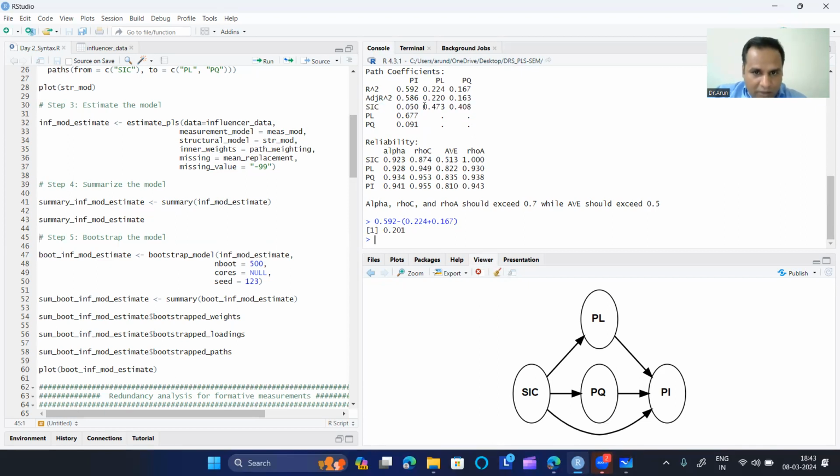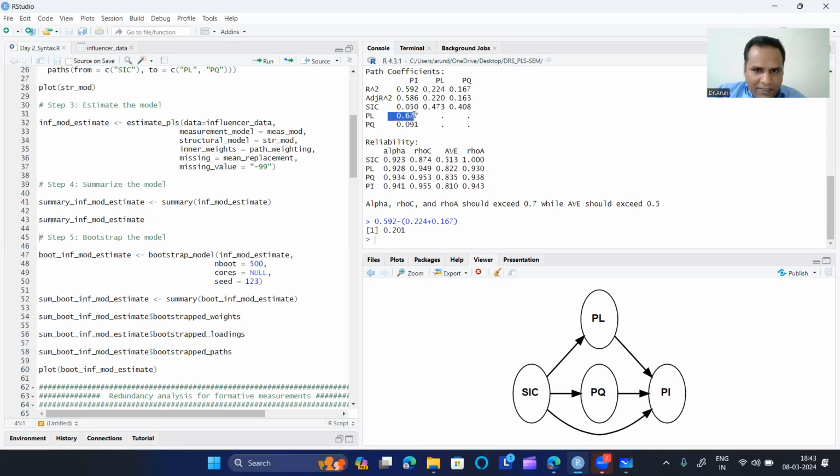By the way, these two beta values, 0.473 and 0.408, will be significant. This is what my intuition says, because it's a very decent beta. Any beta above, let's say, 0.20 almost goes significant. But this doesn't appear to be significant. So the direct path from SIC to PI doesn't appear to be significant. It means that it's a case of full mediation. So by simply looking at the beta estimates, you can make a lot of sense.